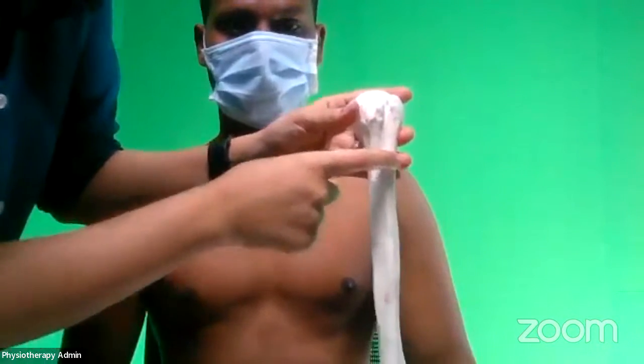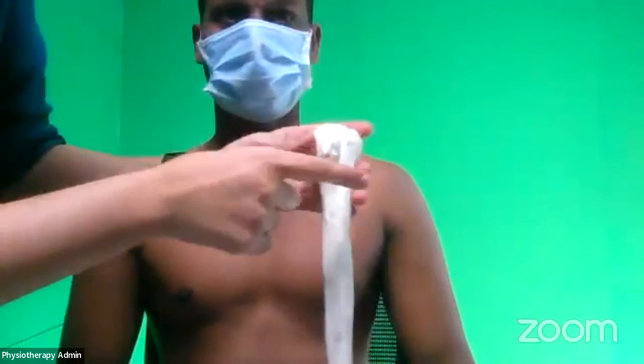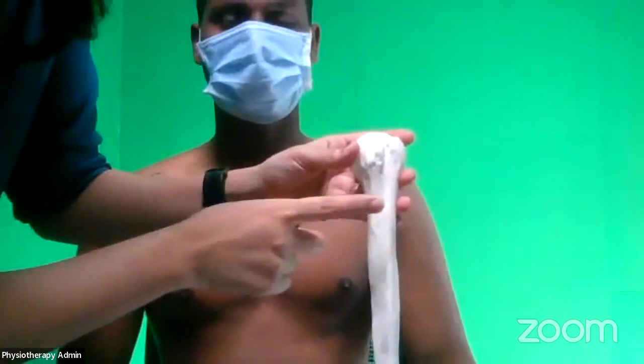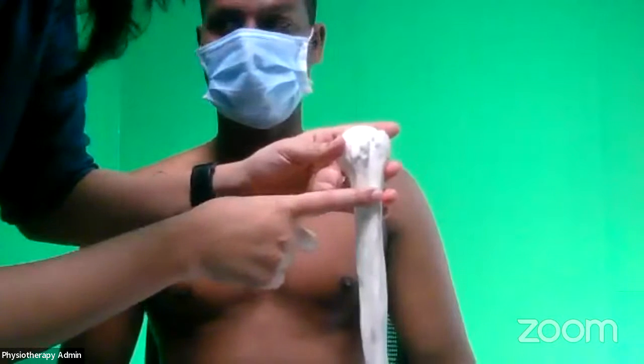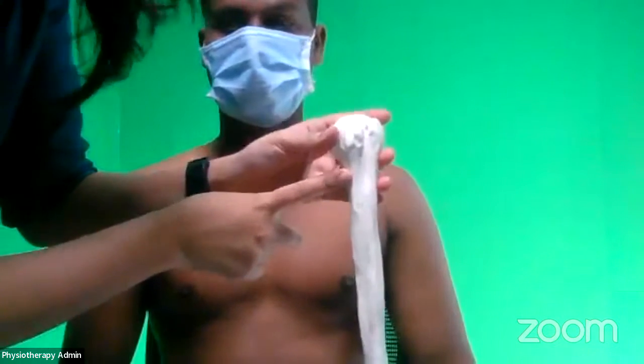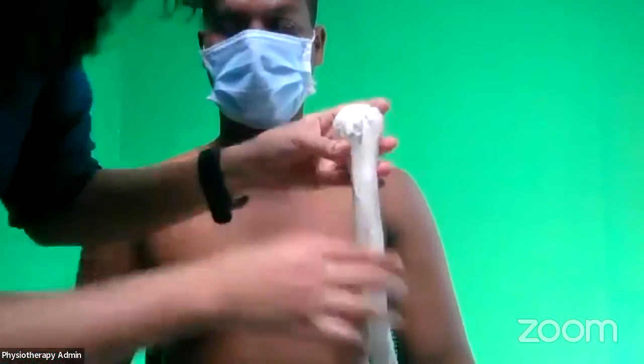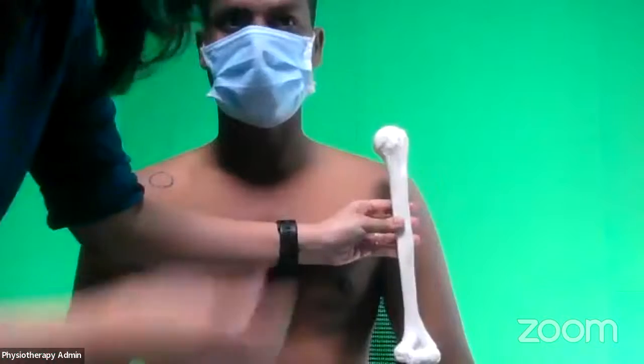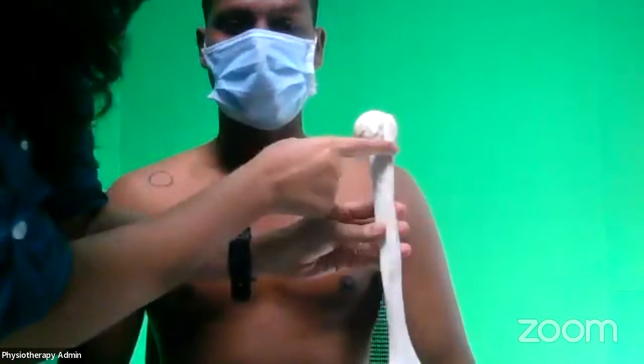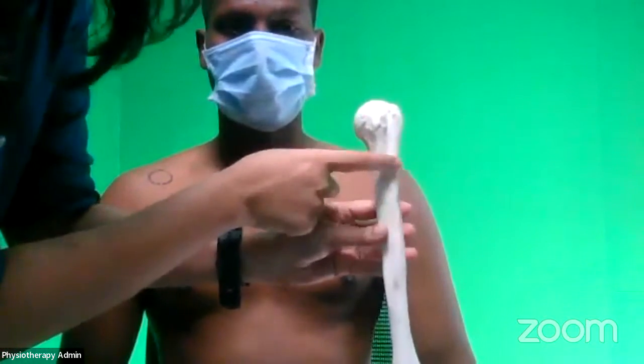In the lateral lip, you have the pectoralis major insertion. Okay, on the medial lip, you have another major, that is your teres major. So this is the left side humerus. It has pectoralis major on the lateral lip.